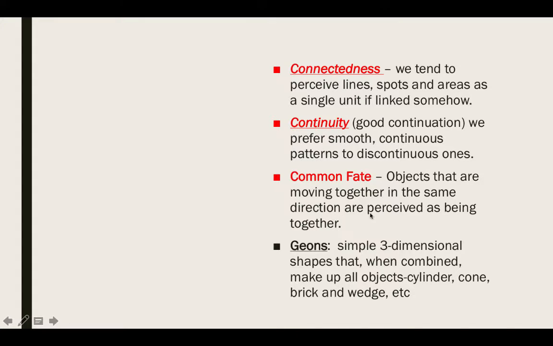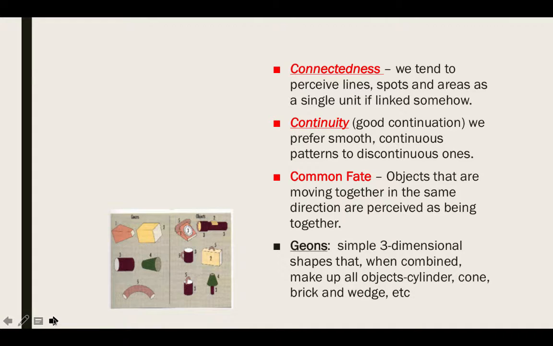Geons refers to the simple shapes that, when combined, make up whole objects. So our brain has this visual encyclopedia of geons, which are simple three-dimensional shapes that can be organized together. So this arc can be organized together with this block, and we perceive it as a suitcase, for example, or this arc and a cylinder might be perceived as a mug, and so forth.